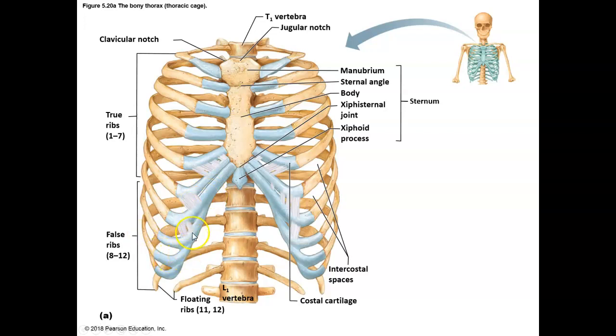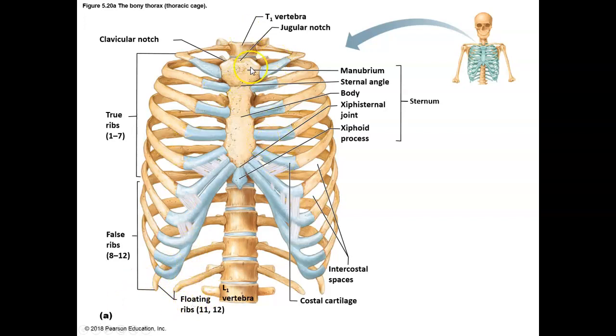So if you look here, this rib attaches to the cartilage above. This one attaches to the cartilage above. This one attaches to the cartilage above. So these are all called false ribs. These are also called false ribs, but they're also known as floating ribs because they float. They don't attach to anything.